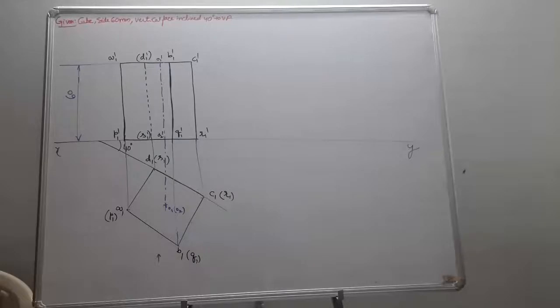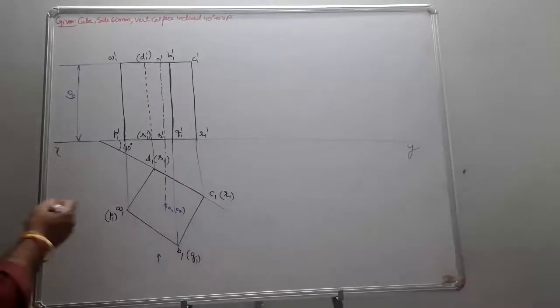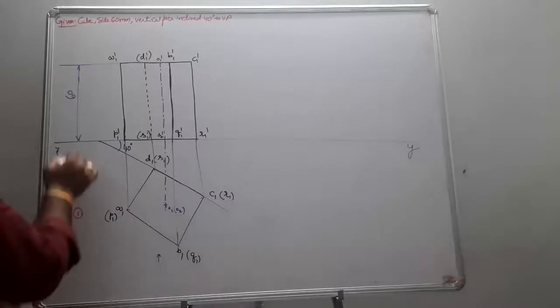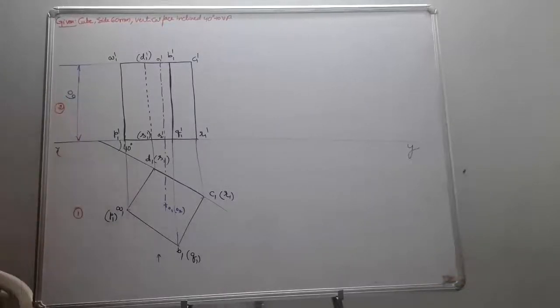So I just make my vertical face inclined 40 degrees to the VP, and I just put the simple position. That's it. This was a simple position which you do in the projection of solids. My cube having one of the vertical faces inclined 40 degrees should be shown from the top. So I just start from the top view. This gives you a. This is your first step. This is your second step.